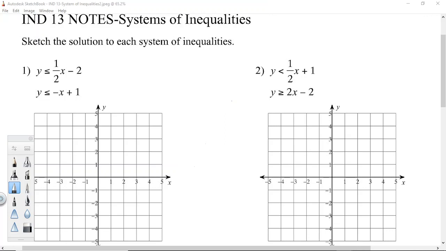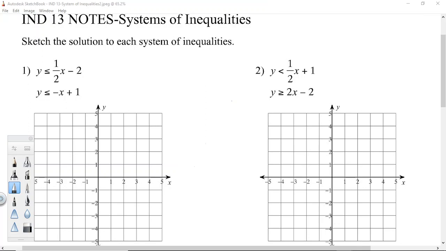Hello, algebra students. We're looking at the systems of inequalities again. We only looked at one example in class, so we'll look at some more. We want to sketch the solution of each system of inequalities. And since it's a system, we want to include all the points that make both of those inequalities true.